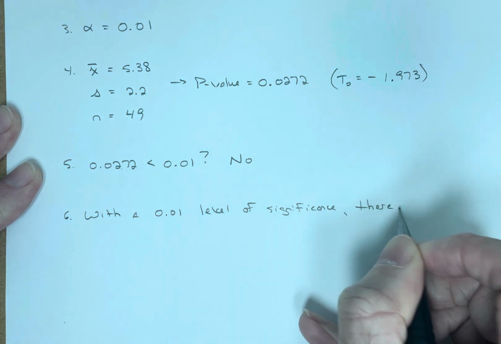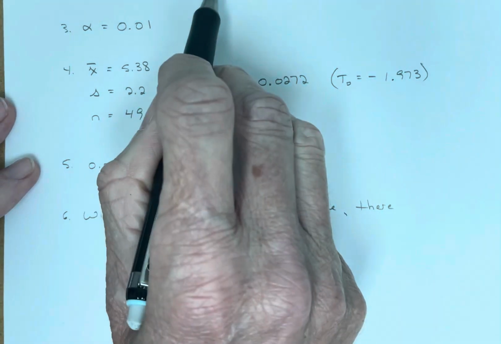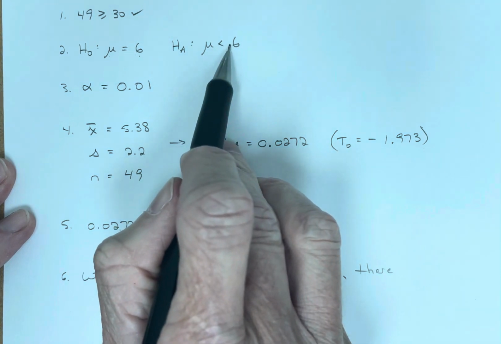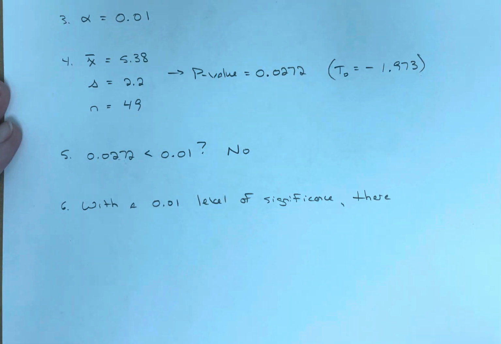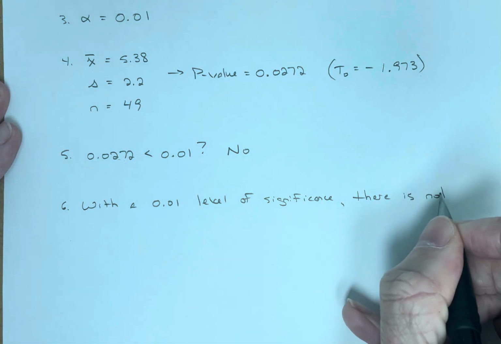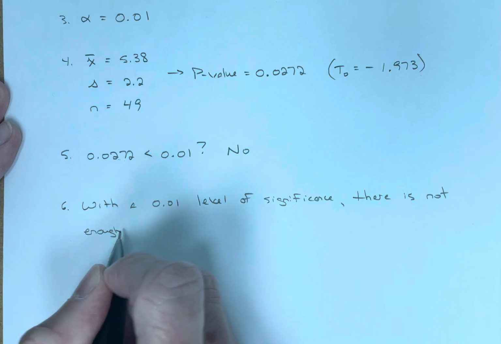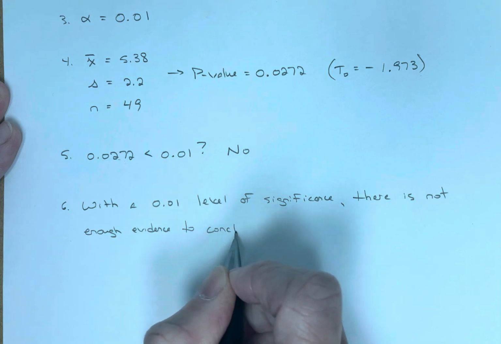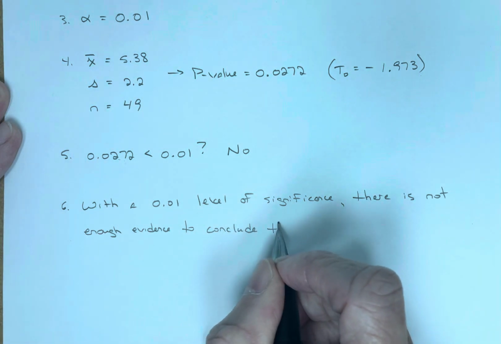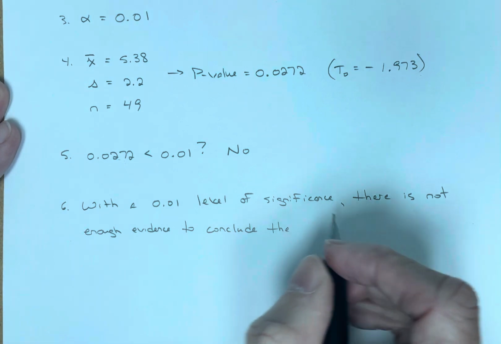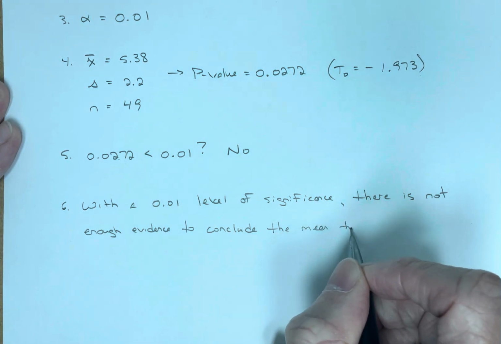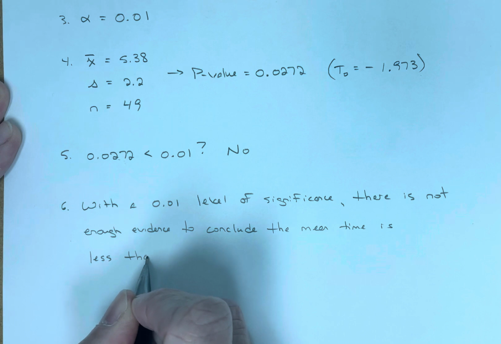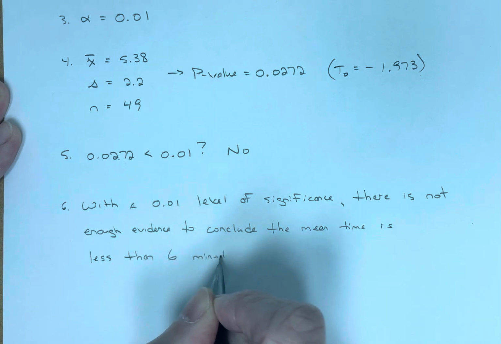We always write our conclusion with respect to the alternative hypothesis. So there's not enough evidence to conclude that this is true. There is not enough evidence to conclude the mean time is less than 6 minutes.